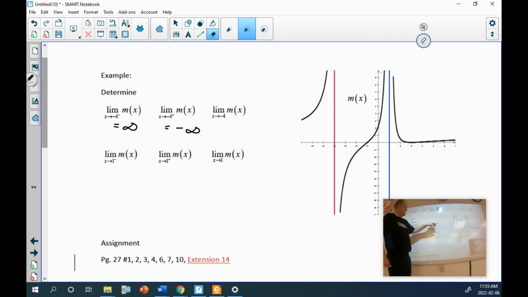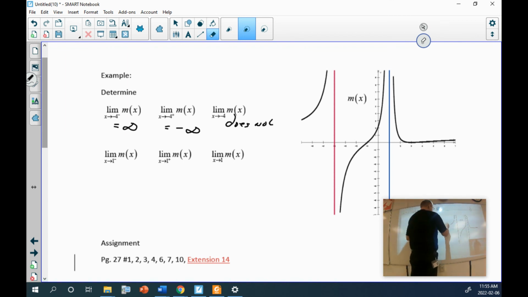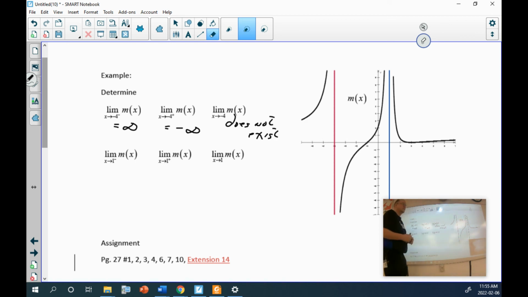Therefore, for this function, the limit of m of x as x approaches -4, there is no limit because those two do not match each other. The left-hand limit exists, the right-hand limit exists. Since they do not equal each other, the limit as x approaches -4 does not exist.